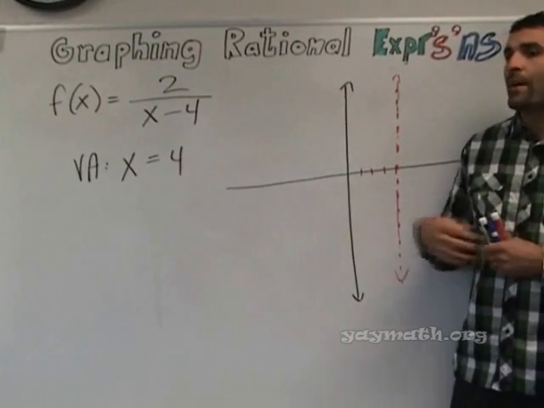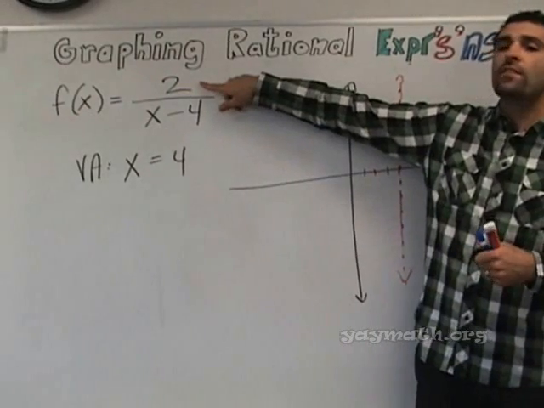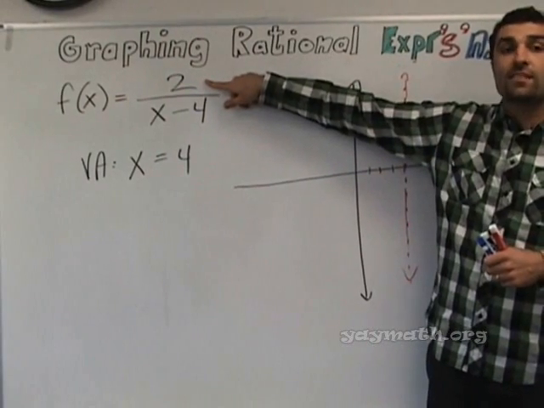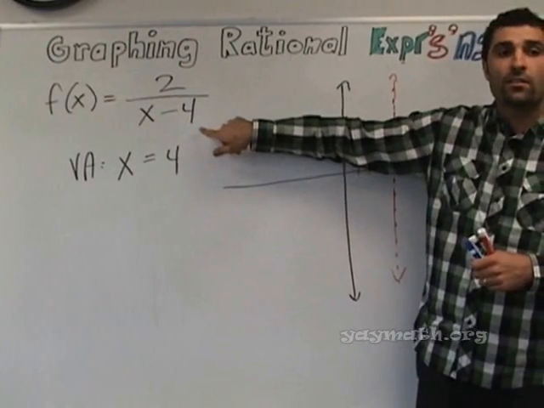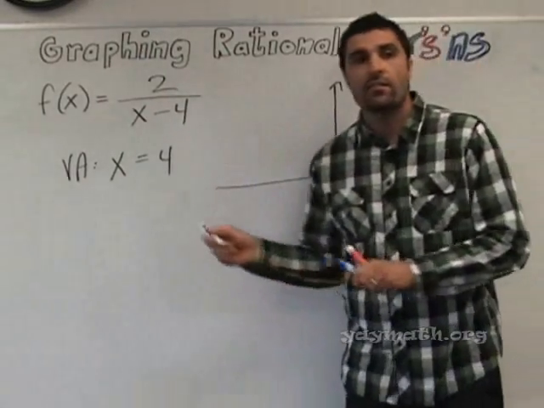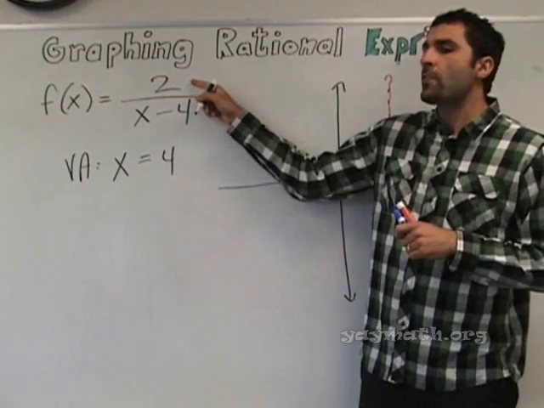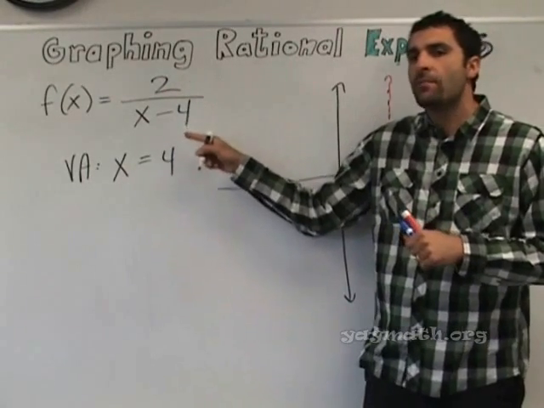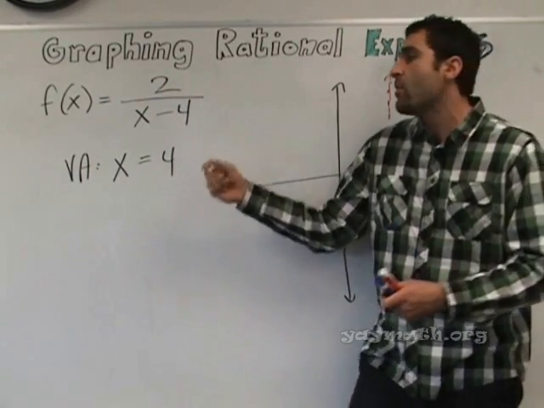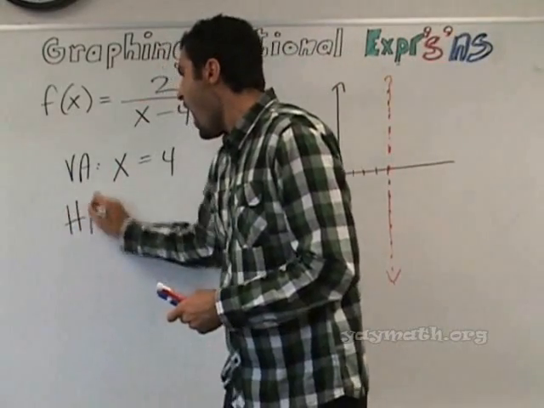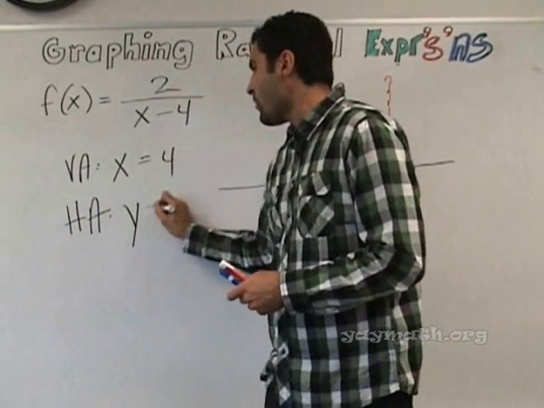You recall the rule about degree. What's the degree of the numerator? 0. What's the degree of the denominator? 1. So if the degree of the numerator is less than the degree of the denominator, what's the horizontal asymptote? y equals 0. So the HA is y equals 0.